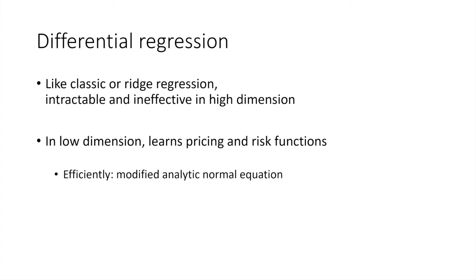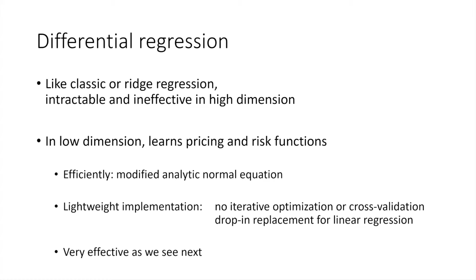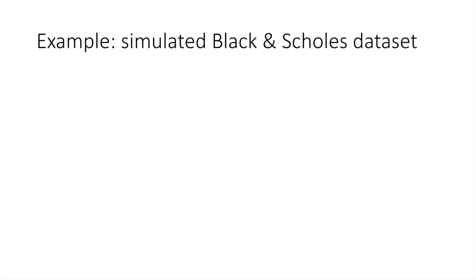The implementation is remarkably lightweight, no training on GPU, cross-validation, or iterative optimization of any kind, just a drop-in replacement for linear regression. It is also very effective, at least in low dimension, as we are going to see, and this is because it reduces variance without a bias. Let me show you a basic example where we learn the Black Scholes pricing function from a simulated dataset.